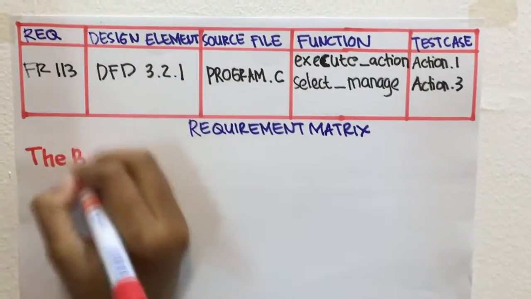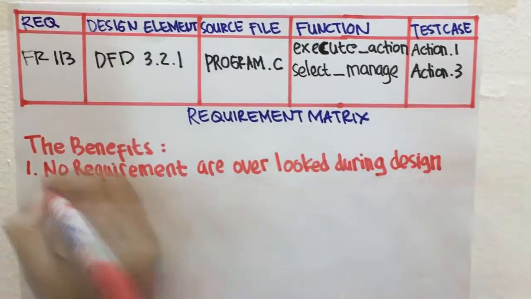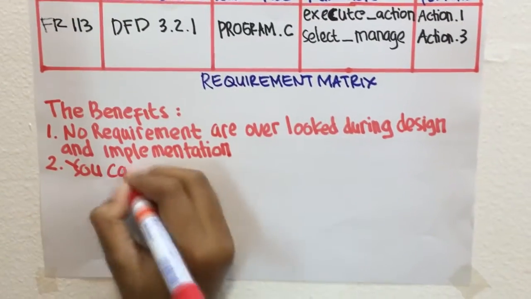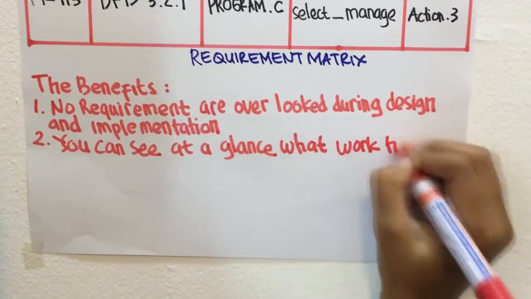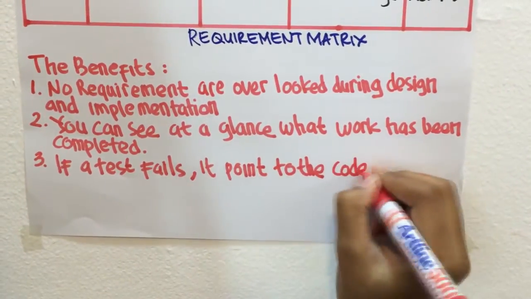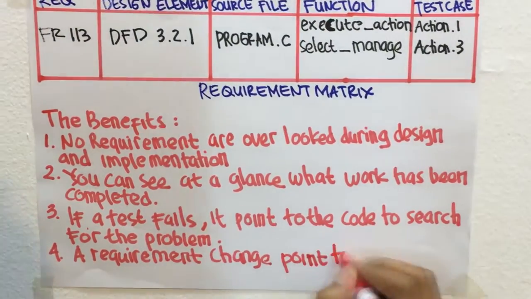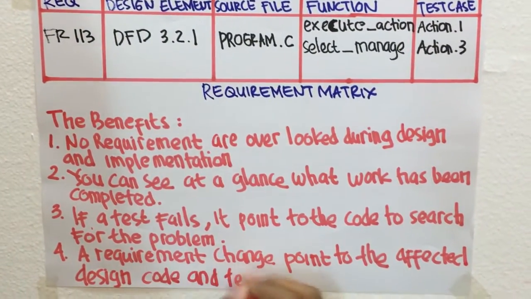The benefits of these are: 1. No requirements are overlooked during design and implementation. 2. You can see at a glance what work has been done. 3. If a test fails, it points to the code to find the problem. 4. A requirement change points to the affected design, code and elements.